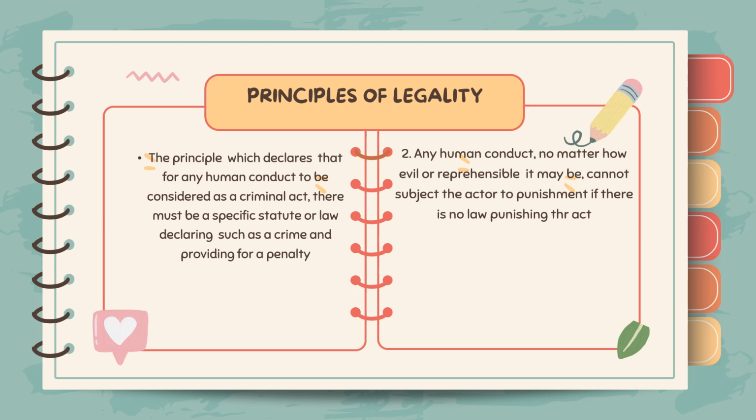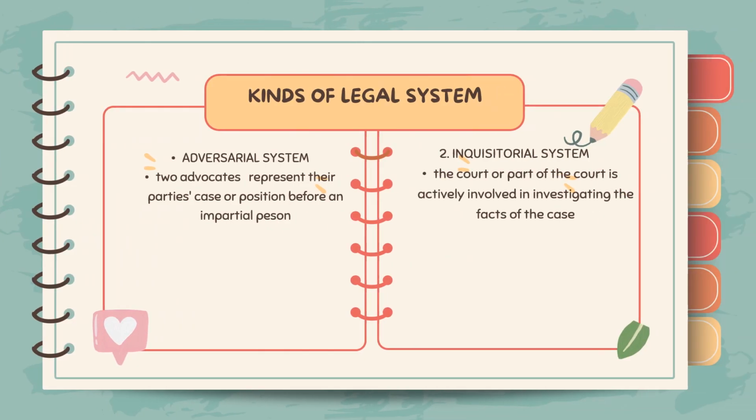So for an act to be considered a crime, there should be a law that describes that certain act as criminal, or a crime. Then we have kinds of legal system. We have two, adversarial and inquisitorial.